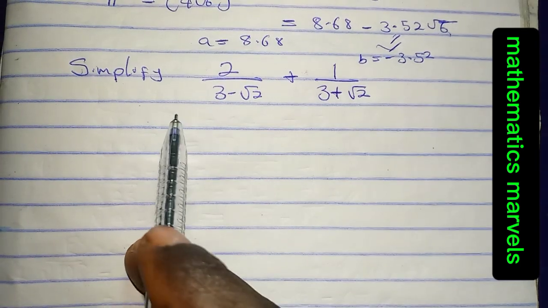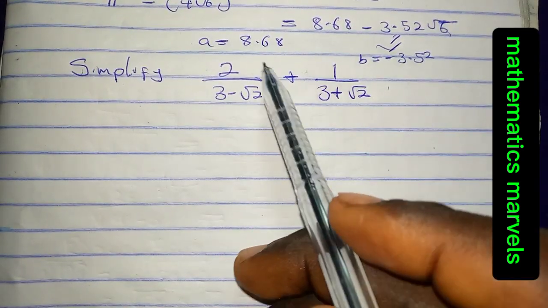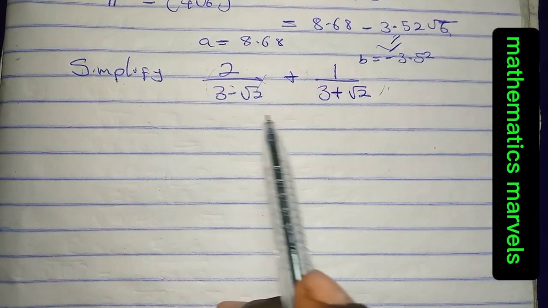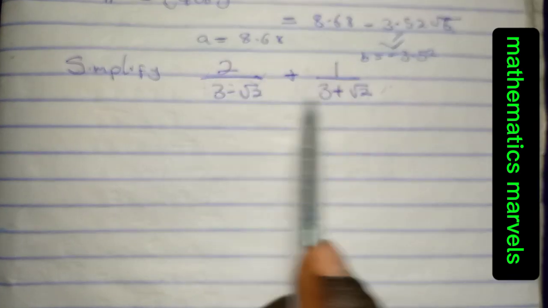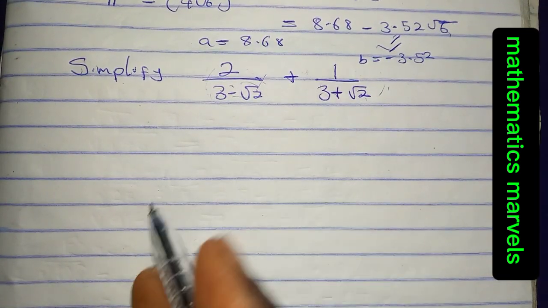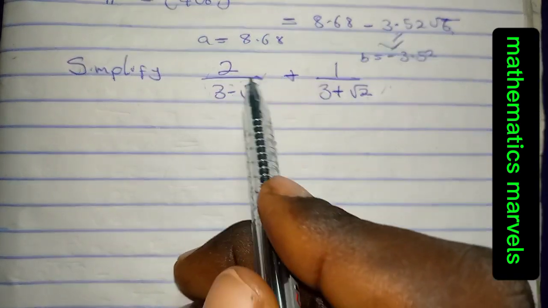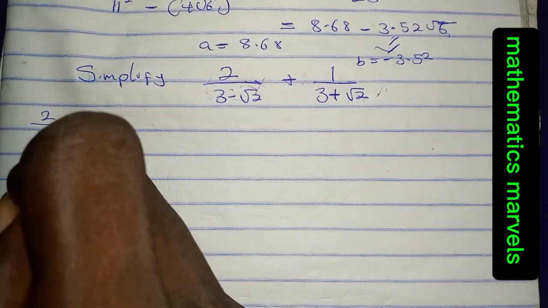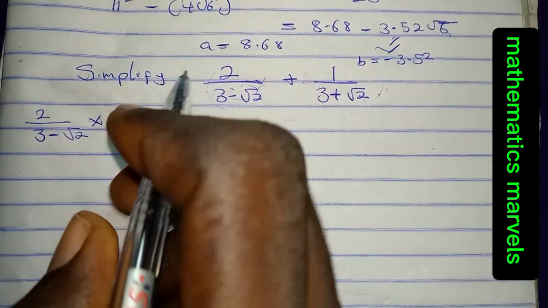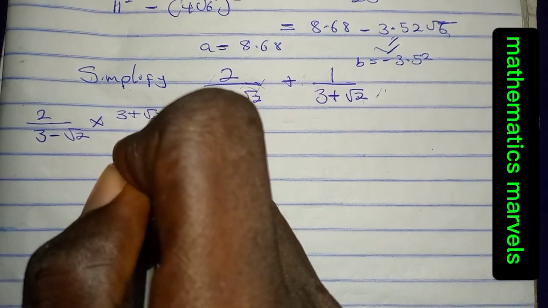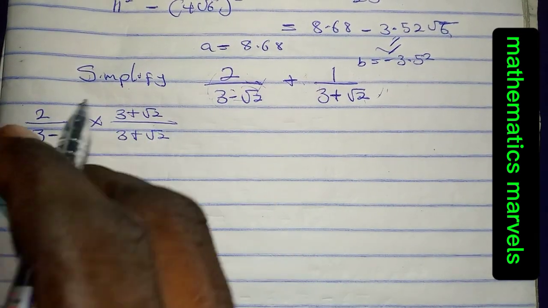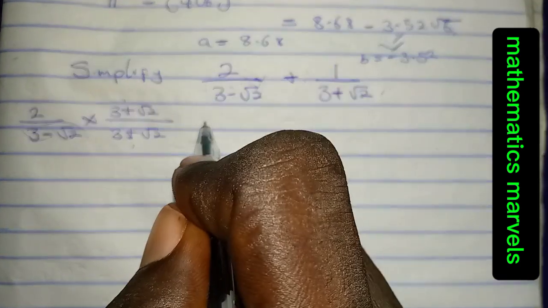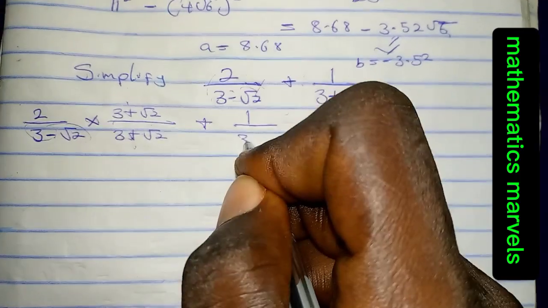So the last question for this class is this. You can simplify this in two ways. You can first rationalize each fraction and add them together, or you can find the LCM, solve the fraction, and later rationalize to get your answer. So let's rationalize this separately and get our answer. We have 2 over 3 minus root 2. To rationalize this, we multiply by 3 plus root 2 over 3 plus root 2. Don't forget the conjugate has the opposite sign, and we multiply the numerator and denominator by it. And for this side, we have 1 over 3 plus root 2.